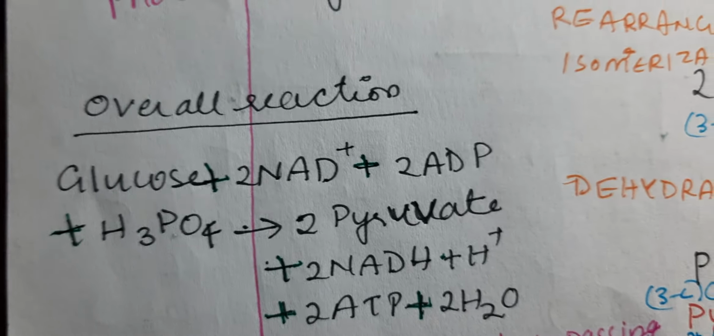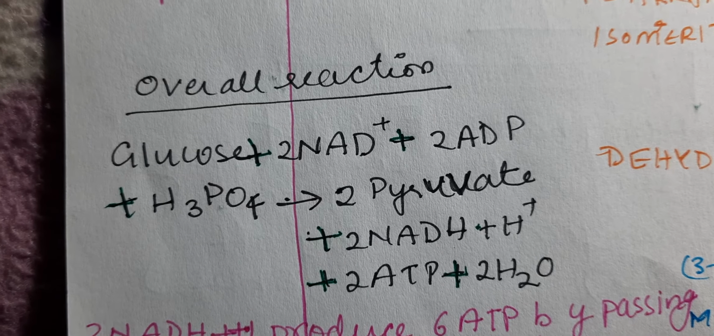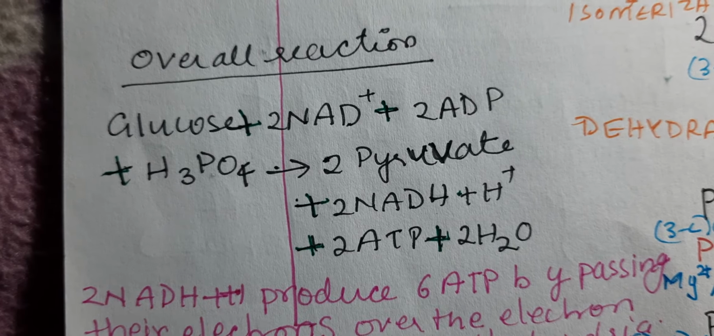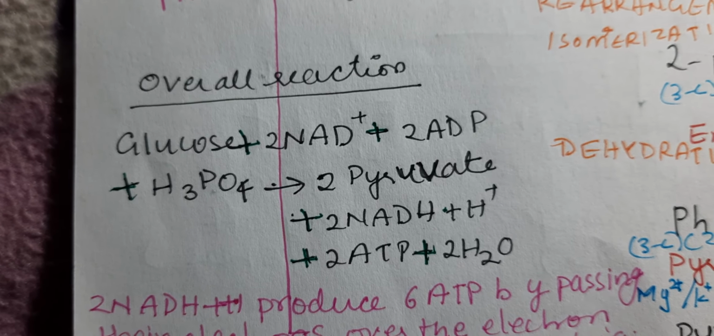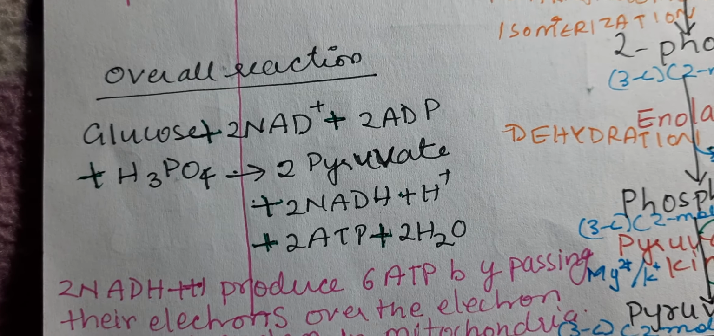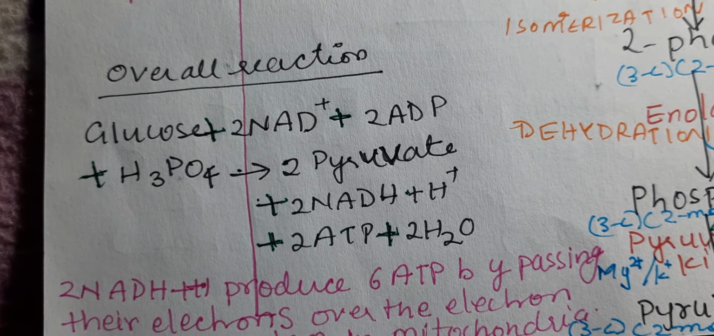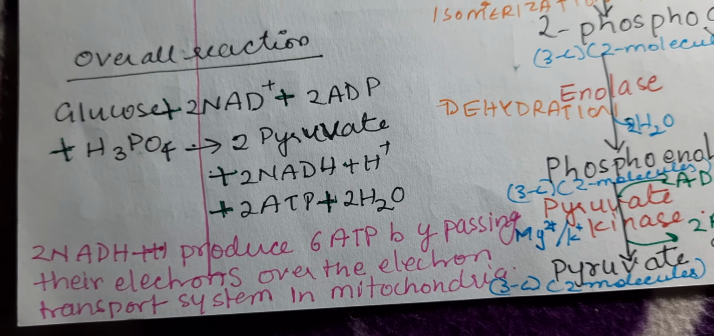So overall reaction: glucose plus 2 NAD plus 2 ADP plus H3PO4 gives 2 pyruvate plus 2 NADH plus 2 H, 2 ATP plus 2 H2O. So this is known as overall reaction of glycolysis. Now here you can calculate 2 ATP are produced.